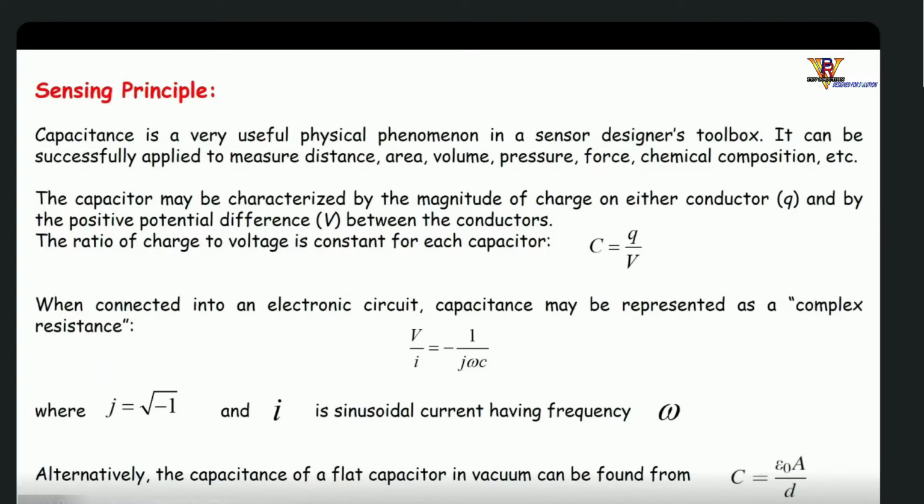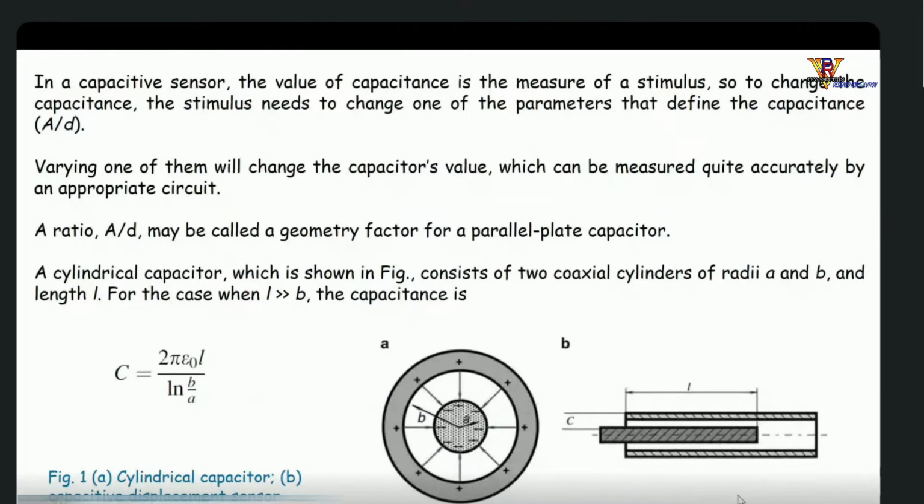We may also represent this capacitor by an alternative method, that is, by the dimensions of the capacitor. So C can also be expressed as epsilon naught A by D. Epsilon, in fact, is the dielectric constant of the medium that exists between the plates of the capacitor. So in a capacitive sensor, the value of capacitance is the measure of the stimulus. Stimulus means the input that we want to measure. How we can measure depends on the capacitance of the capacitor. So C is the measure of the stimulus.